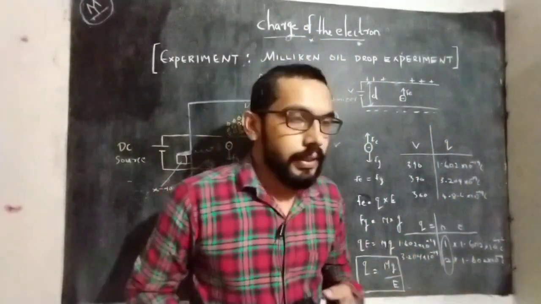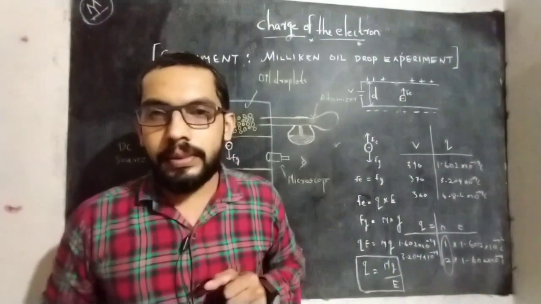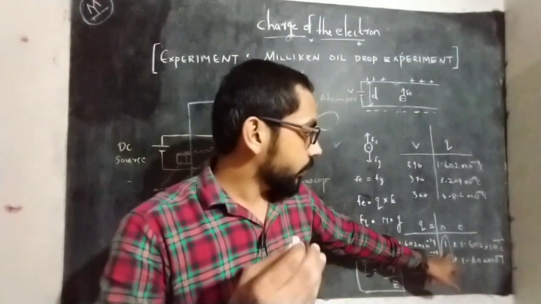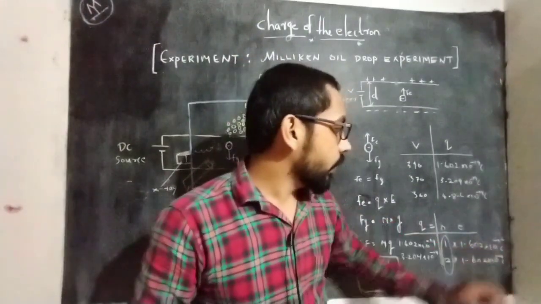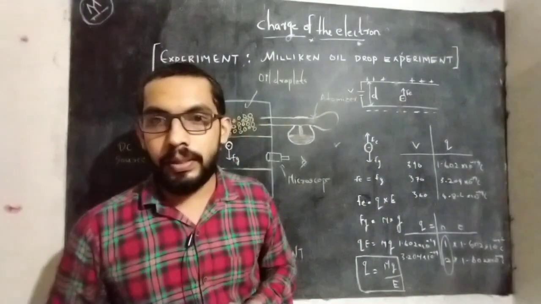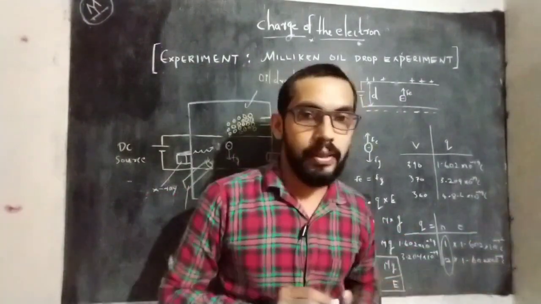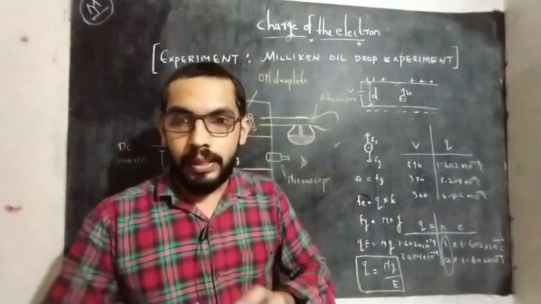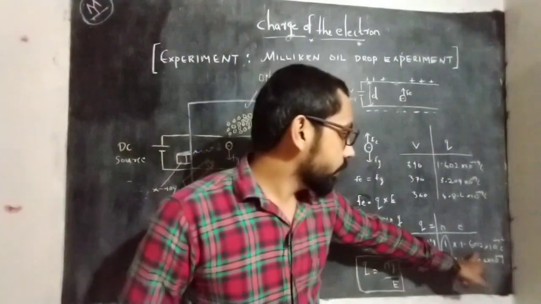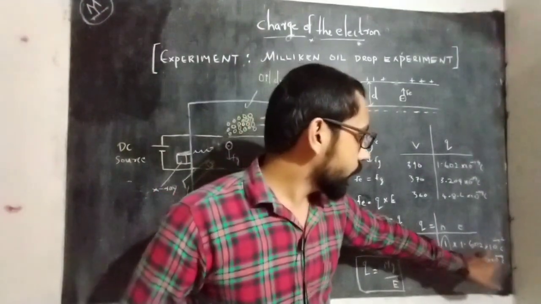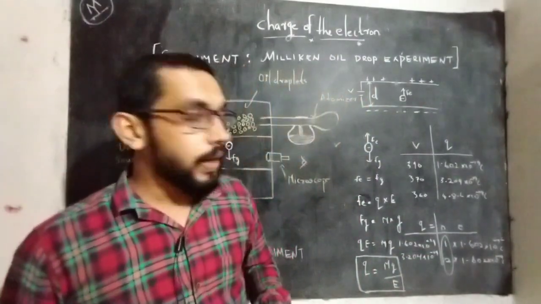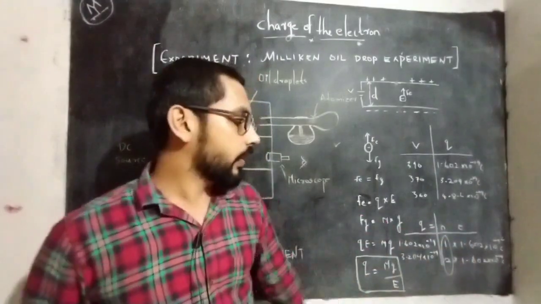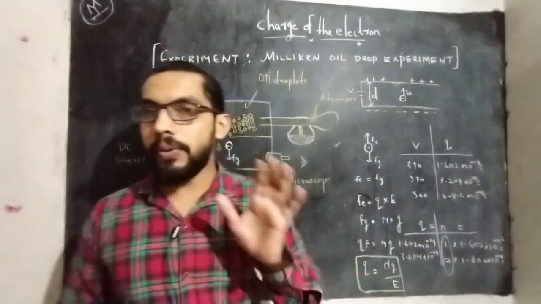So Millikan said the electric charge on droplets is a whole number multiple of a small electric charge. That small value, the electric charge itself, is 1.602 into 10 raised to minus 19 coulomb. We can write Q is equal to N E, where N is a whole number and E is the electronic charge. Are you getting what I'm saying?